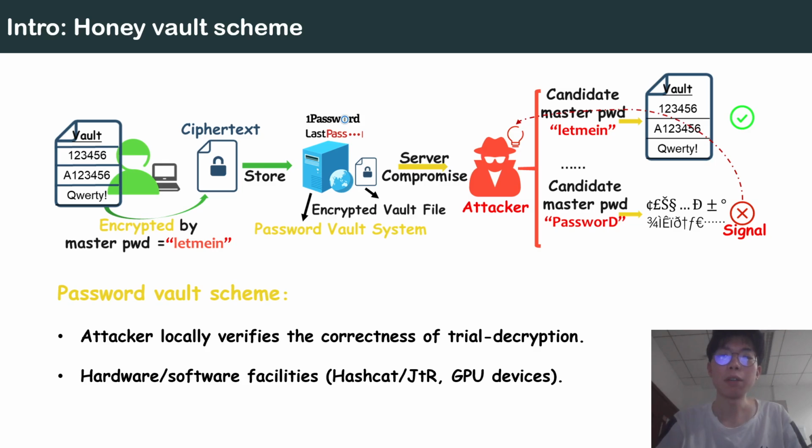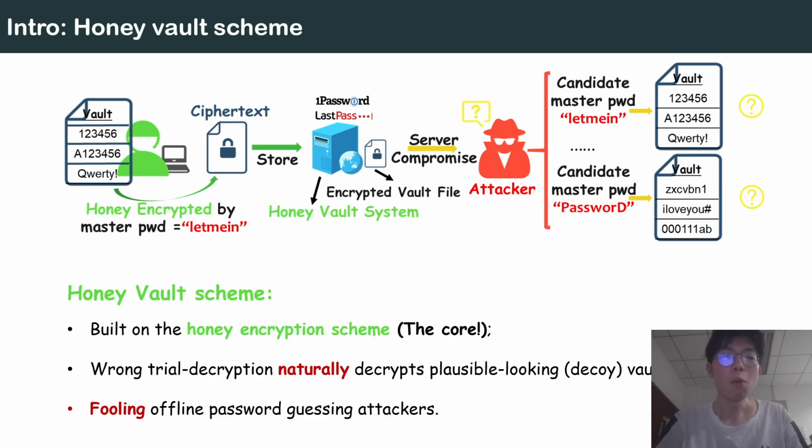In conventional password vault schemes, a wrong-key decryption will result in a random chunk. This random chunk allows the attackers to verify the correctness of the master password guess offline without any external assistance. Therefore, conventional password vault schemes are vulnerable to offline password guessing attacks. While the honey vault scheme is built on the honey encryption scheme, wrong-key decryption naturally yields semantically meaningful decoy words or passwords, thereby fooling offline password guessing attackers.